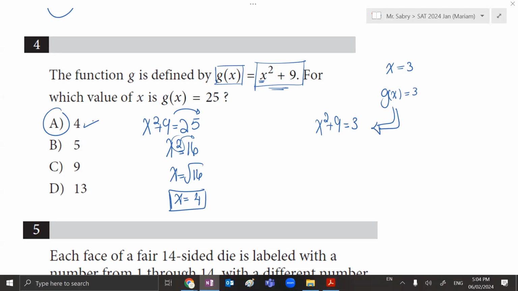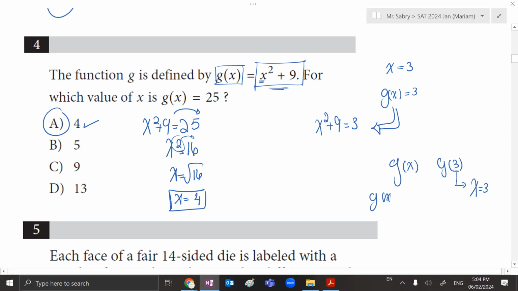So it's very important, Mariam, to recognize that difference. You know, there's a difference between g of x and g of 3, for example. So g of 3 means that the x is equal to 3. But if I say g of x is equal to 3, it means that the y is equal to 3. It means that the equation entirely is equal to 3, not the x. Do you understand the difference? Wait, can you repeat? Of course.